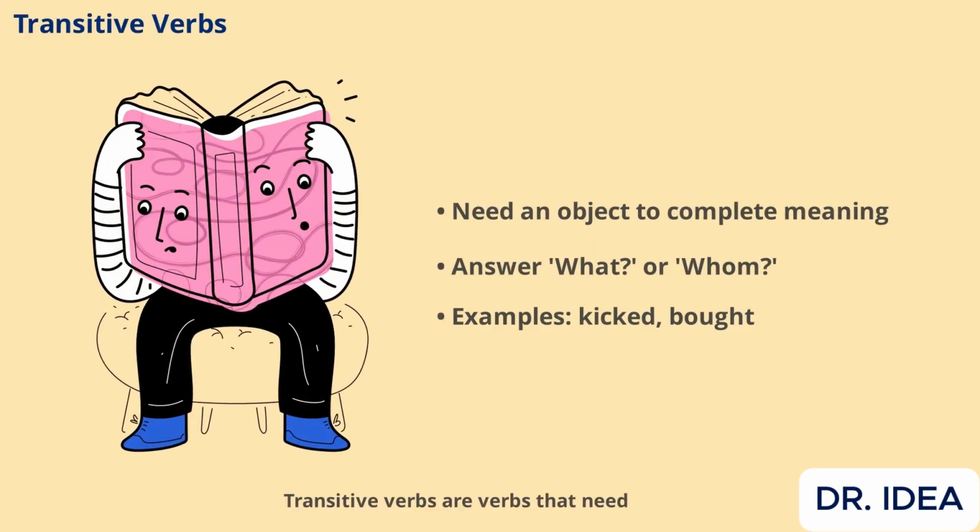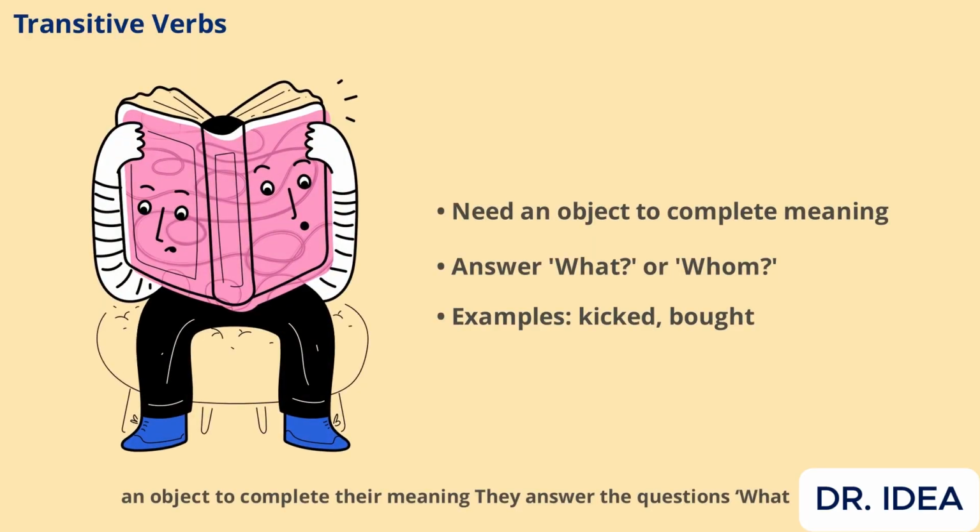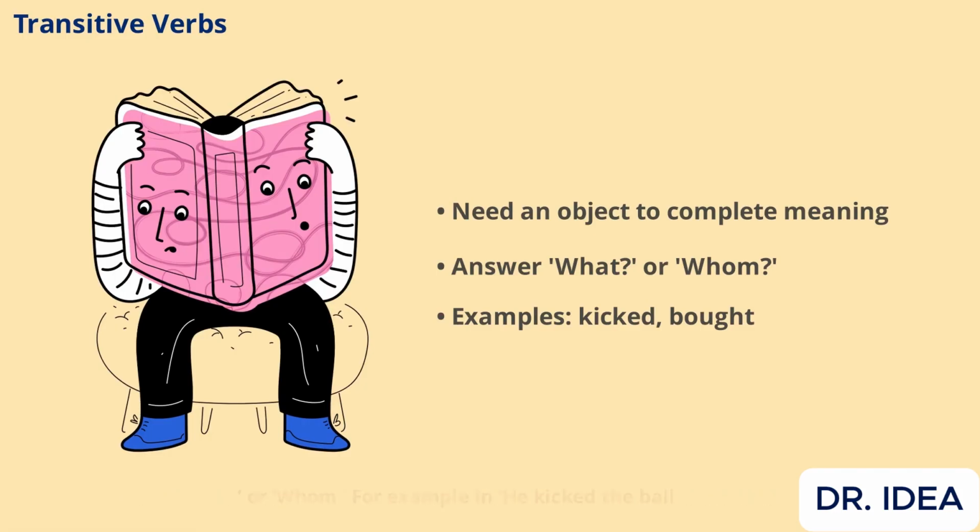Transitive verbs are verbs that need an object to complete their meaning. They answer the questions what or whom. For example, in "He kicked the ball," kicked is the transitive verb and the ball is the object.